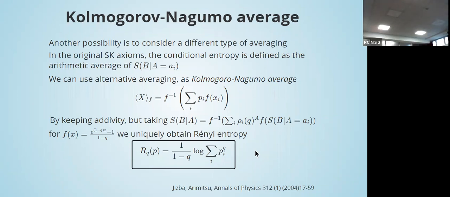And we then say that the entropy of the joint event is the regular sum, but the conditional entropy has this weird form of Kolmogorov-Nagumo average. Then you can show again, I will not be doing it here, that the only choice is this exponential function, e to the (1 minus q)x minus 1 over 1 minus q. Basically then you end up with Rényi entropy. This is something we've seen a little bit before. So you can define these axioms such that they lead to Rényi entropy.